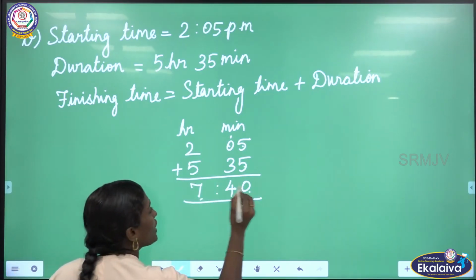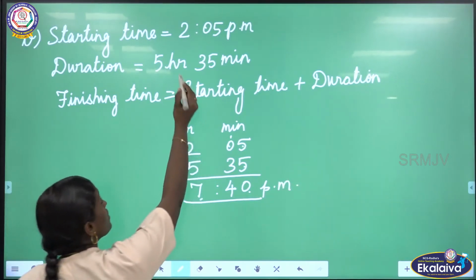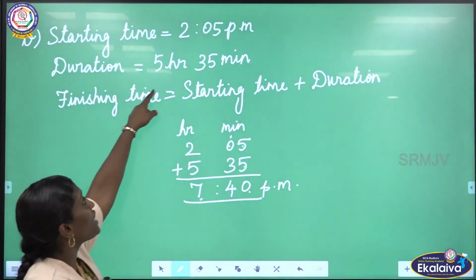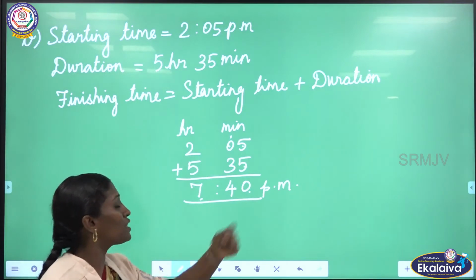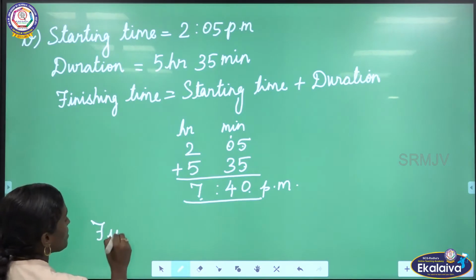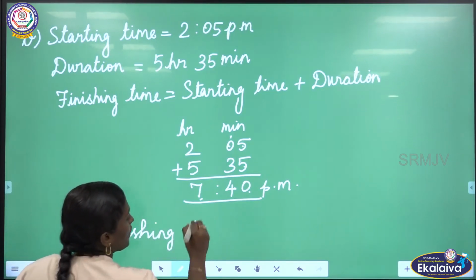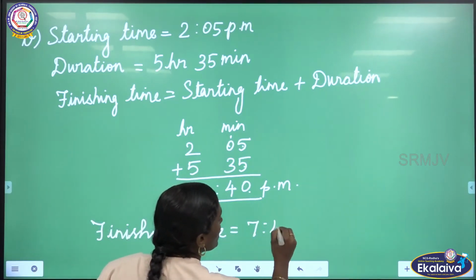So 7:40 p.m. This is the finishing time, because here the starting time is 2:05 p.m. We are adding 5 hours 35 minutes to 2:05 p.m. Then we will get the finishing time 7:40 p.m. So finishing time is equal to 7:40 p.m.